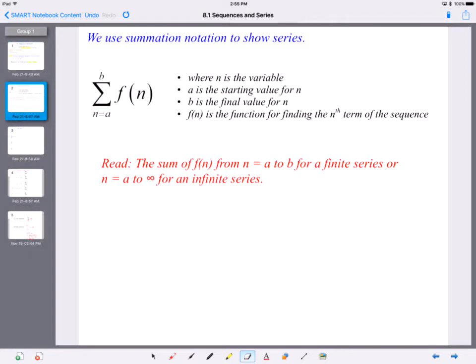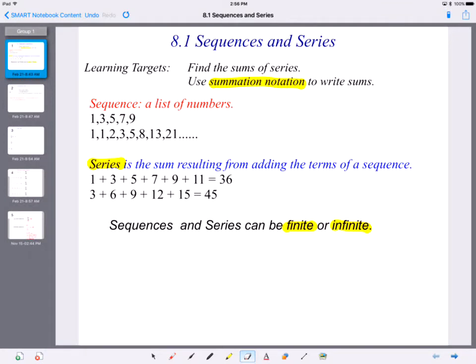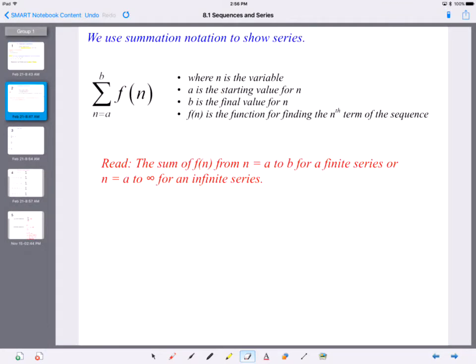So the first part we're going to talk about is summation notation. We use summation notation to show a series. Once again, going back to series, a series is you're adding up the terms of the sequence. So here's what we're going to use. This is called sigma. That's the symbol we're going to be using, and it represents the sum. With the symbol sigma, n represents the variable that we're talking about. So it is f of n, whatever that input value is.